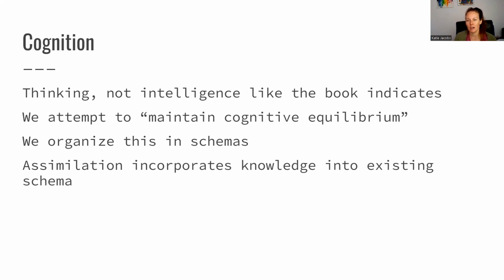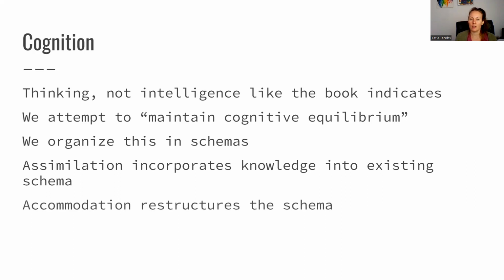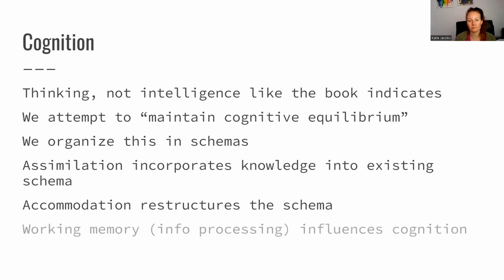But then accommodation occurs when we have to restructure the schema fully. So let's say a skunk comes and I'm like, oh, look, it's a cat. And then they're like, no, that is a skunk. Not all fuzzy four-legged creatures are rabbits. So then I have to fix my schema and accommodate for that new information and give skunk its own little category and realize these are the things that separate rabbits from skunks. They're different things.